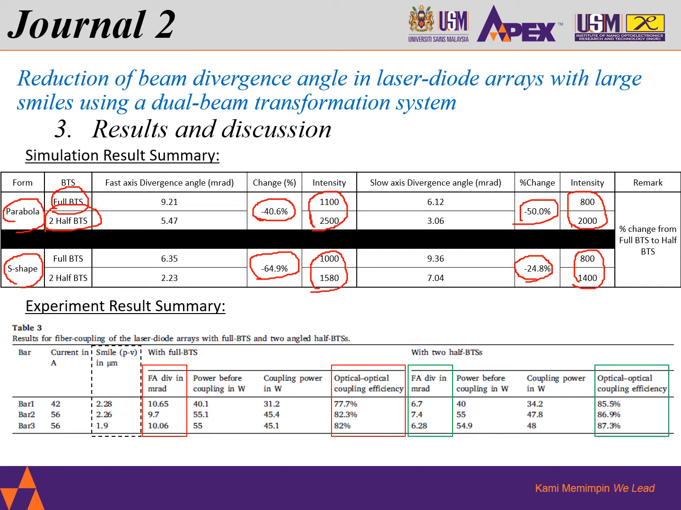They also have an experiment result to compare. They actually use 3 bars with the smile in a parabola shape, and they compare full BTS with half BTS. You can see the result is quite comparable. Fast axis is around 9 to 10, comparable with 9 to 10. When compared to half BTS, it is around 6 to 7, also comparable with 6 to 7. So the result is consistent between the simulation and experiment.